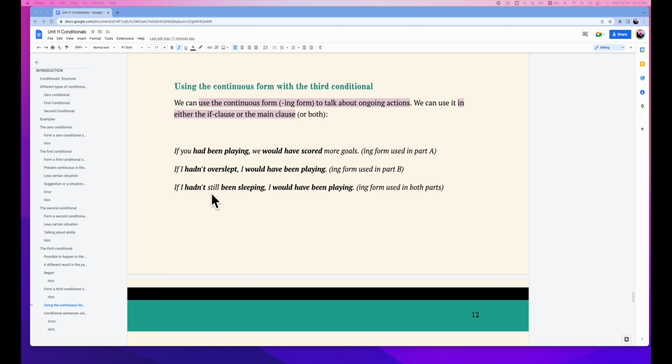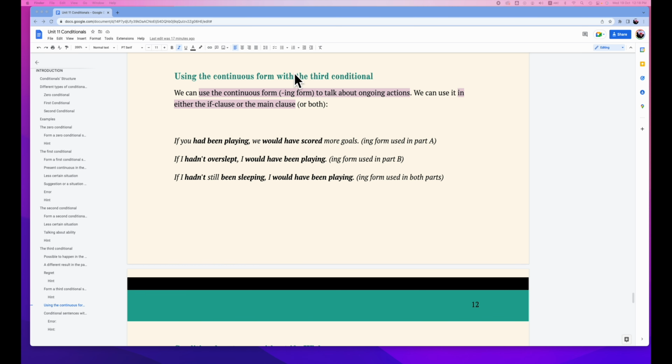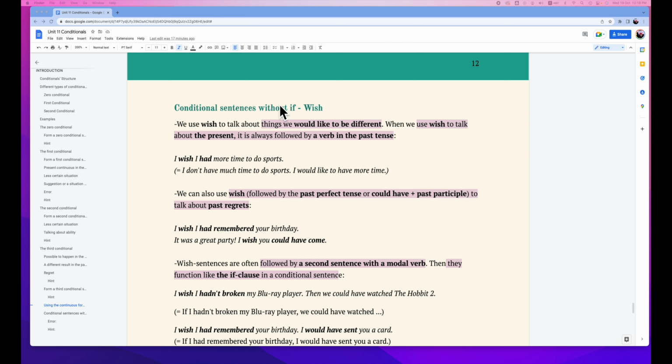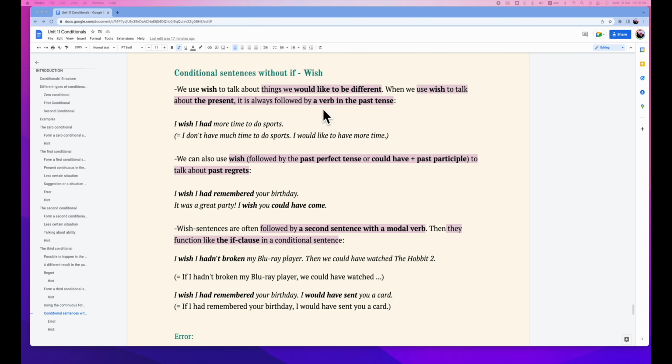Today, we're going to cover using conditionals with continuous form, as well as conditionals with the word wish without if in the clause. Let's take a look at what we're going to cover. Using continuous form with the third conditional, as well as conditional sentences without if but with the word wish, and we're going to cover a different usage of wish.